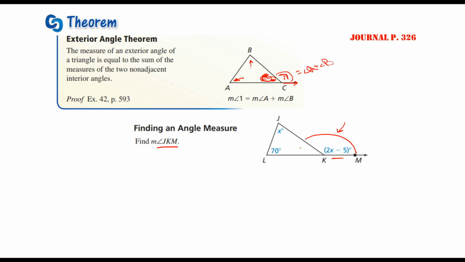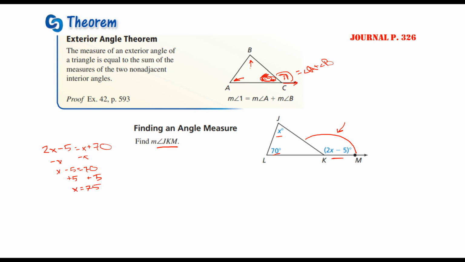We can do 2x minus 5 equals x plus 70. And so that's just going to take some algebra. 2x minus 5 equals x plus 70 because of the alternate or the exterior angle theorem. So I'm going to go ahead and solve for x by subtracting x on both sides. x minus 5 equals 70. And then I'm going to add 5 and get x equals 75.